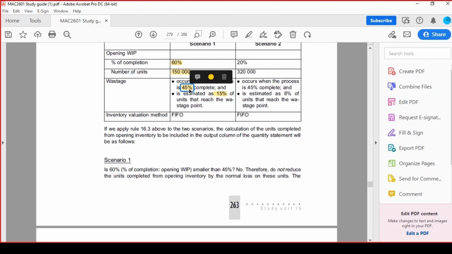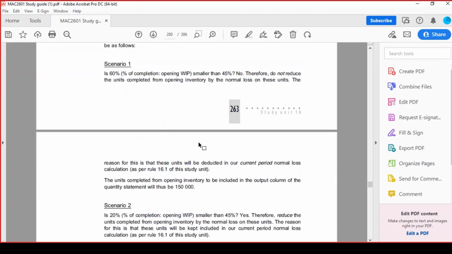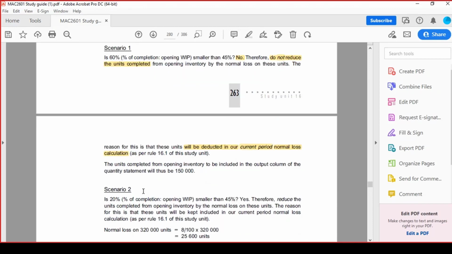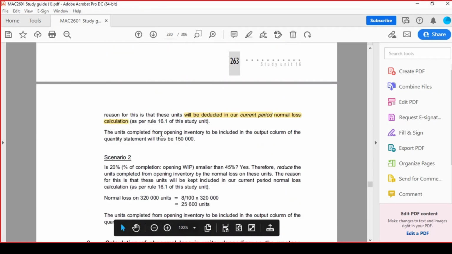So completion point 60%, wastage point it's 45, and your normal loss is 15. How do you do it? Scenario 1 says you ask yourself, is the 60% smaller than the 45? No, it's not. Therefore, you do not reduce your completed units from your opening inventory with the normal loss. The reason for this is that these units will be deducted in the current period normal loss calculation. I hope you guys understand that one.